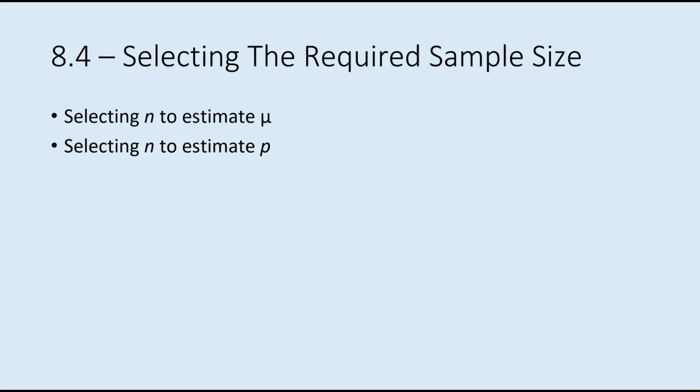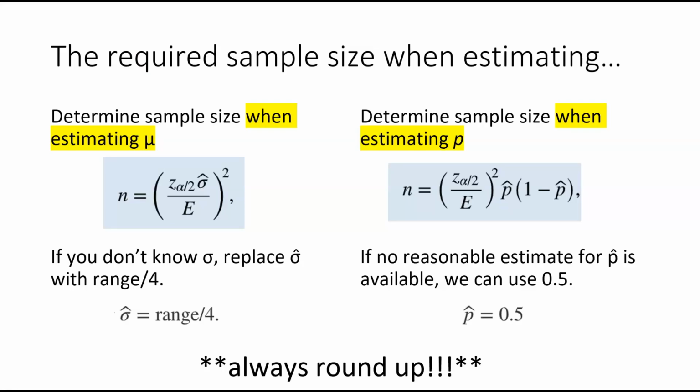In this video, we're going to cover section 8.4, selecting the required sample size. So this is really important. We're going to be trying to determine the required sample size when we're estimating the mean mu or the population proportion p. And what this means is we want to know how many people we have to ask, or how many people we need to survey, or how many things we need to observe that would fall within what we're looking for.